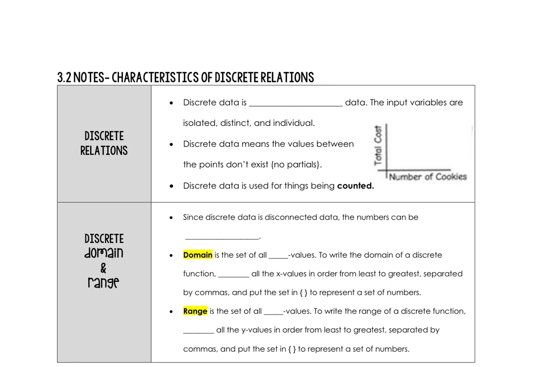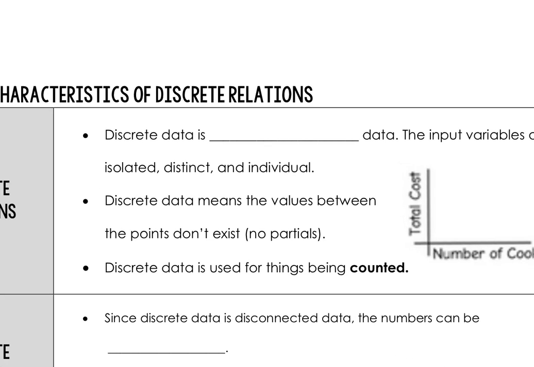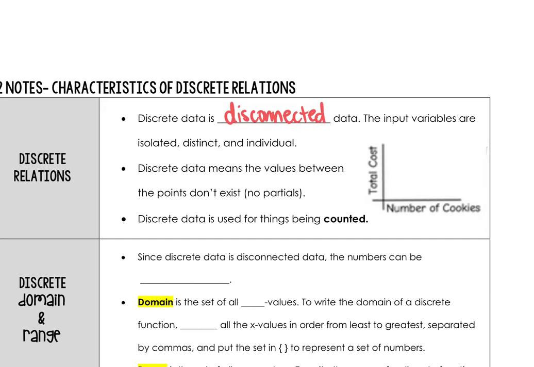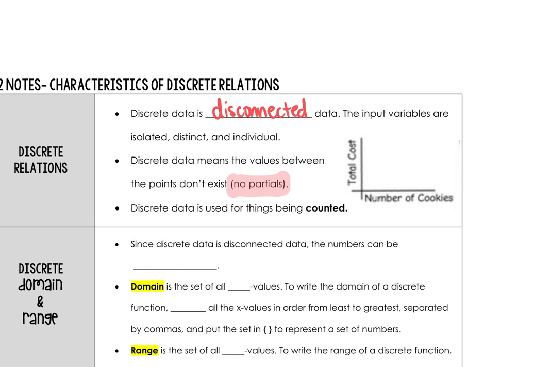Now first, let's talk about what is a discrete relation. Discrete data is disconnected data. The input variables are going to be isolated, distinct, and individual. Then that second bullet point says discrete data, what that means is that the values between the points don't exist. So there are going to be no partials when we are talking about discrete data.